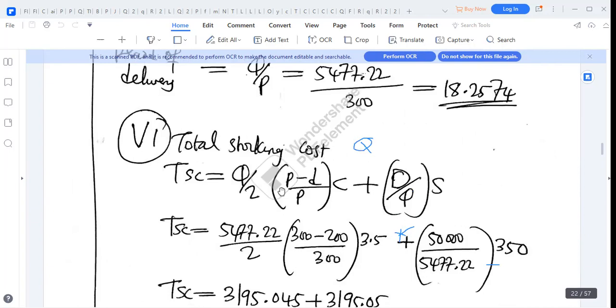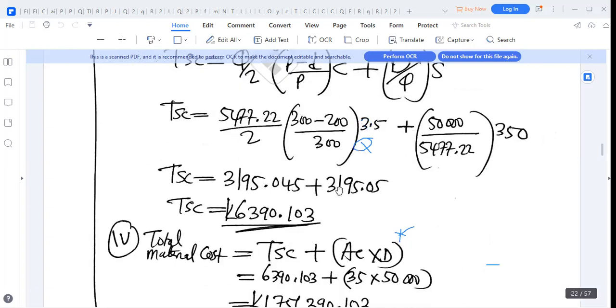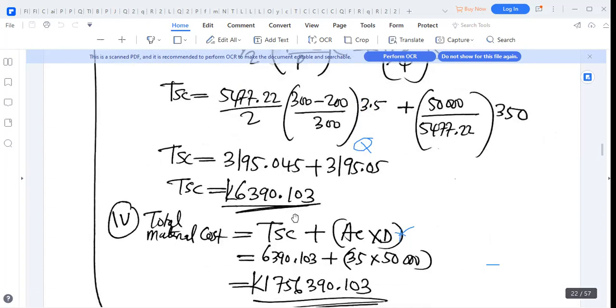Then total stocking cost is made up of two costs, the annual carrying cost, which is this whole thing, and the annual ordering cost, where we just substitute whatever we have found, C being the carrying cost. So you find that we are getting the total stocking cost as 6,390.103. Then the total material cost is just the total stocking cost plus the unit price multiplied by annual demand. So the unit price, the acquisition cost per unit, is 35 kwacha multiplied by annual demand of 50,000.